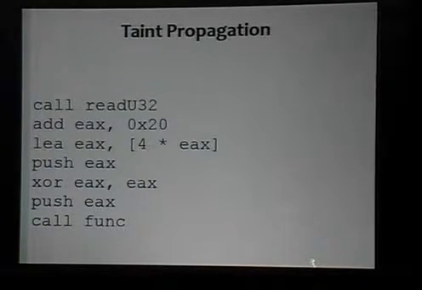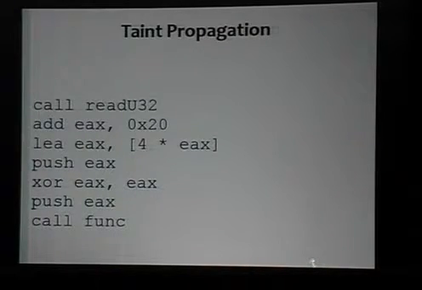Here's a sample. If we put a watch point on the call to read U32, such that EAX was marked as tainted after this call returned, then after the call, EAX would be marked as tainted. Then the add EAX and 0x20 would execute, and still EAX would be tainted because it goes back into EAX. Then there's the load effective address of EAX and 4 times EAX, and once again, only EAX remains tainted. We push EAX and we mark that address on the top of the stack as tainted.